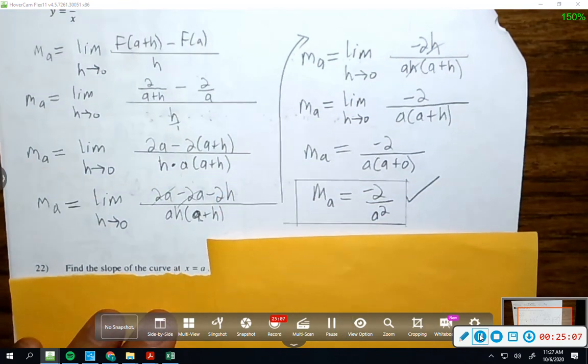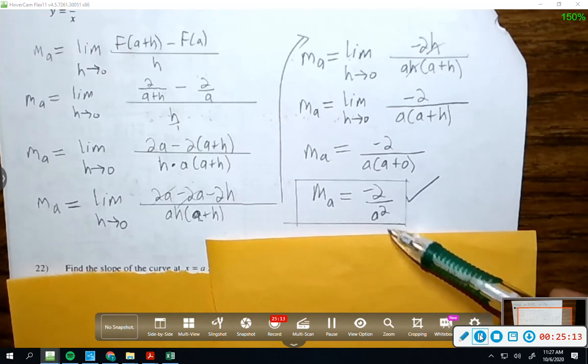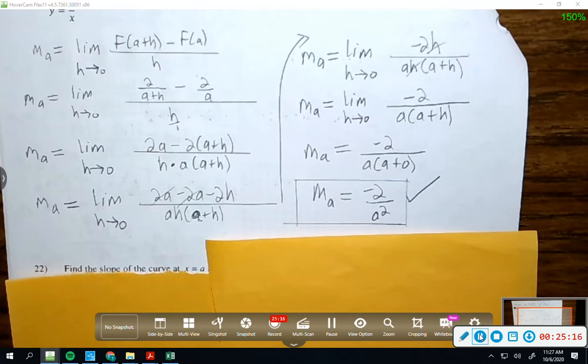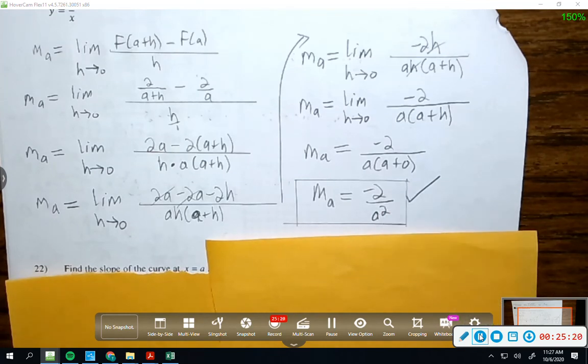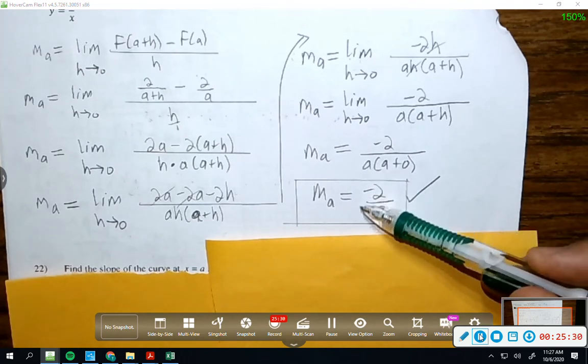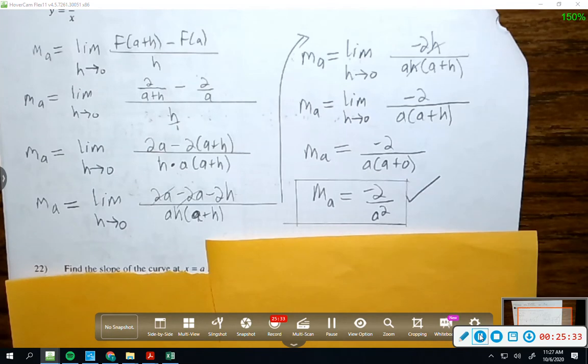That's it. This is nice because now I can find the slope at any value of a. If I want to find the slope at 1, it's negative 2. If I want to find the slope at 2, it's negative 2 over 4, or negative 1/2. I can find the slope at any value that you want to put in for x equals a. So this actually gives me a slope generator for any value of a.